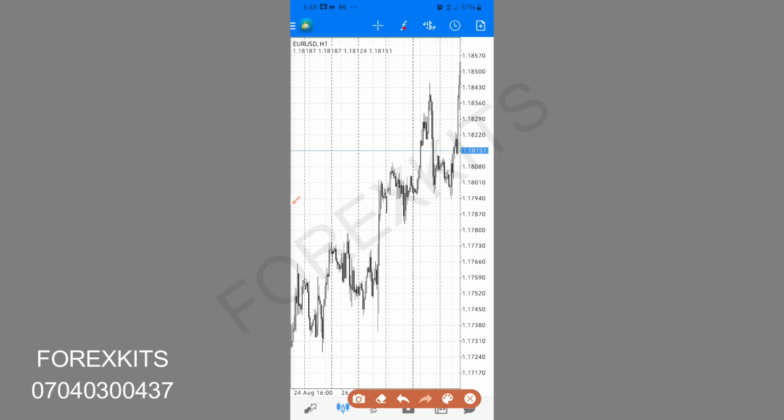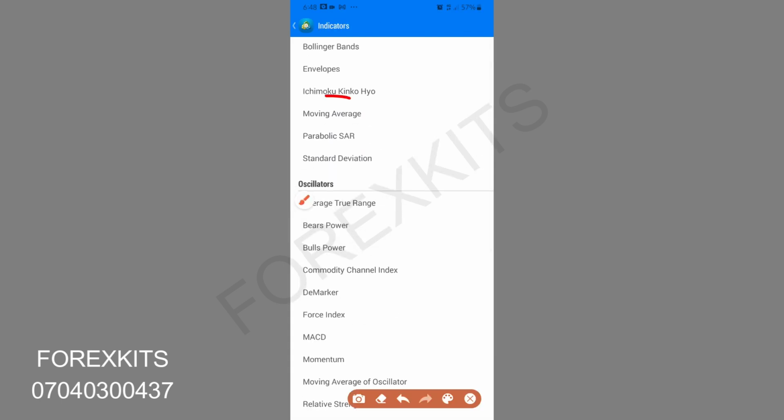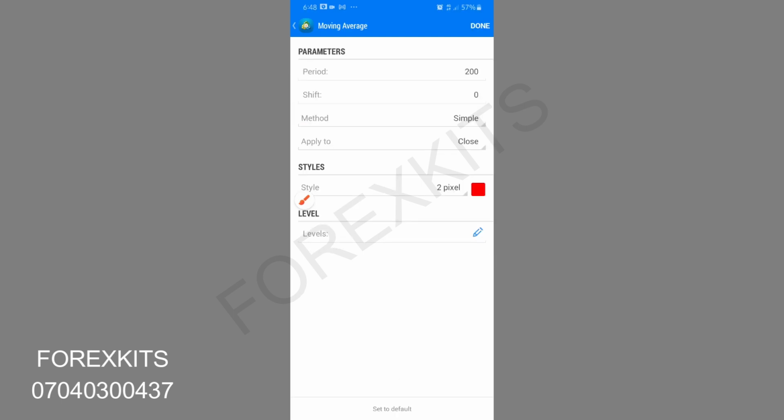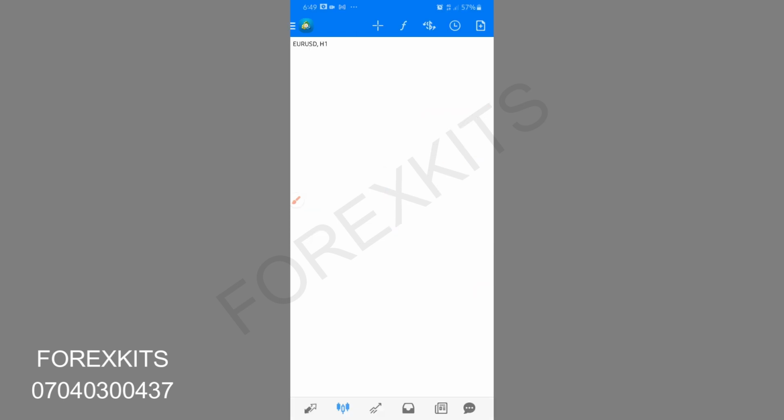So once you click on it, you look for moving average. We'll have it here. So you click on that, okay? And then you have options to set. I like to set the first one to 200. You have simple close, leave that there, then set this to 2 pixels, right? And then click on done, okay?